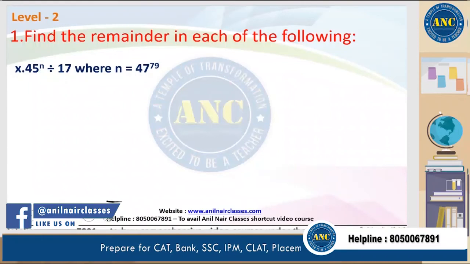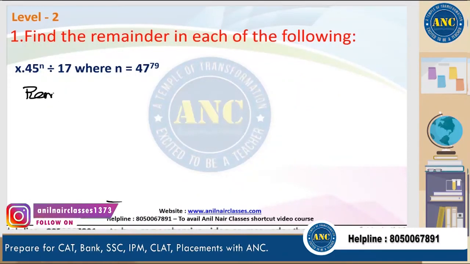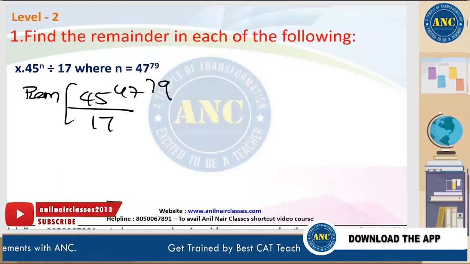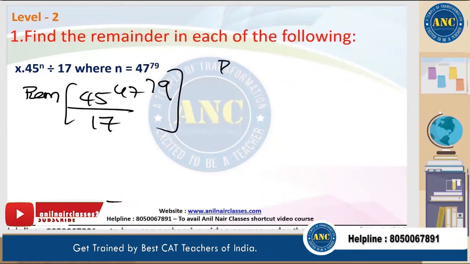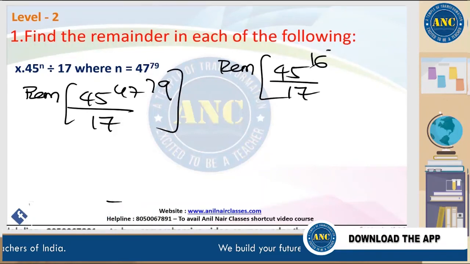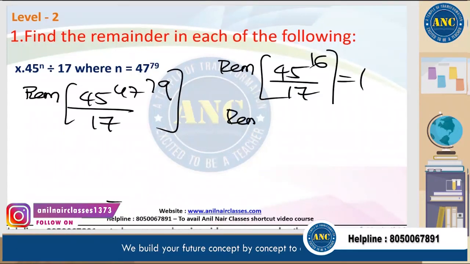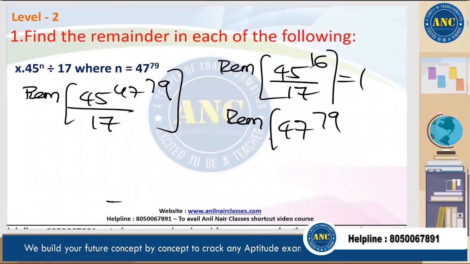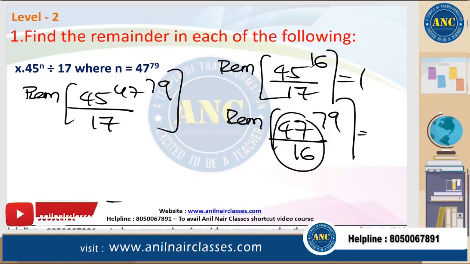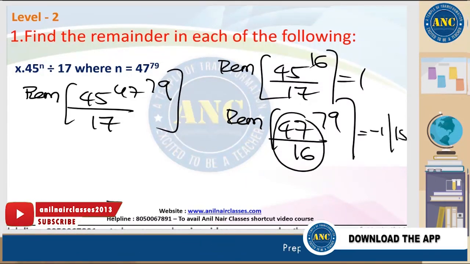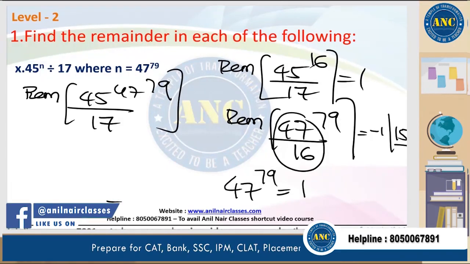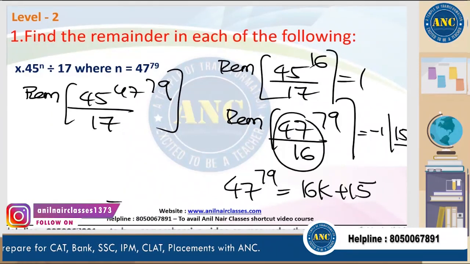Now see the next one, a similar model. 45 power 47 power 79 divided by 17. The denominator is 17, so the power will be 16. 45 power 16 divided by 17 is 1. So this will be 47 power 79 divided by 16. 16 threes are 48, minus 1. Minus 1 power odd is minus 1. The positive remainder is 15. So 47 power 79 is nothing but 16k plus 15.